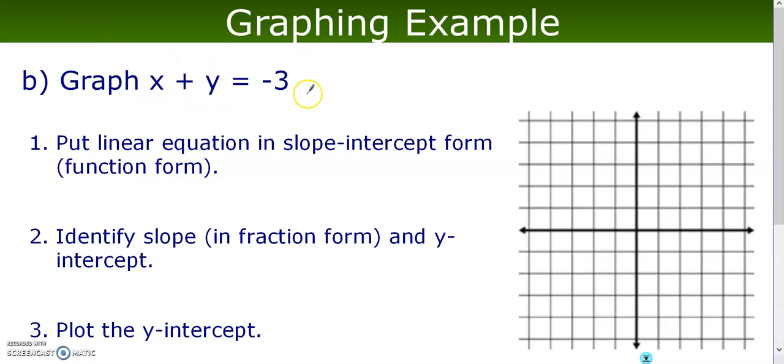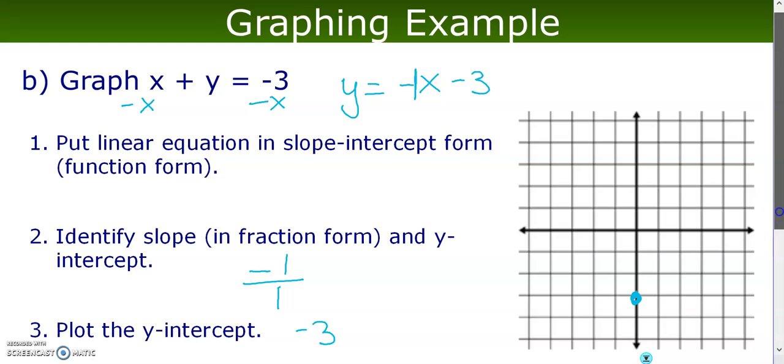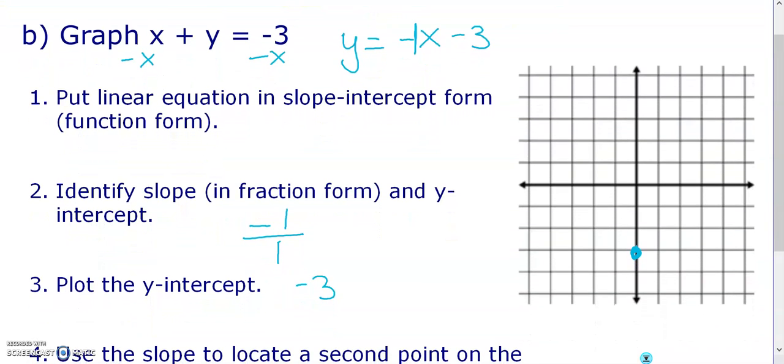All right, let's go ahead and put this in slope-intercept form, which means subtract x everywhere. We'll get y = negative x minus 3. Now, I like to put a 1 in front of my variables that don't have numbers there, so I can see exactly what the slope is. The slope is negative 1 over 1. My y-intercept is at negative 3, so I'm going to go ahead and graph my y-intercept first, and then use my slope of negative 1 over 1.